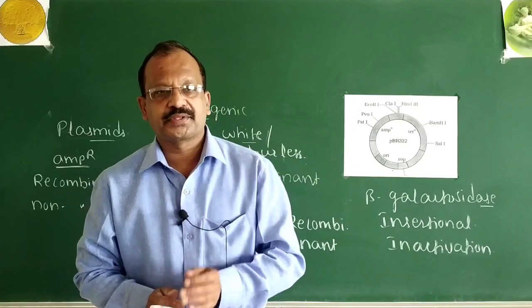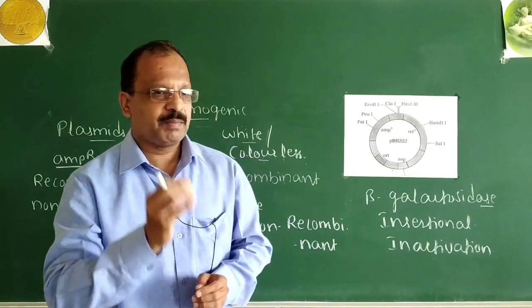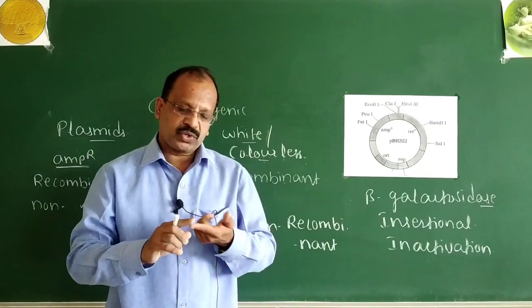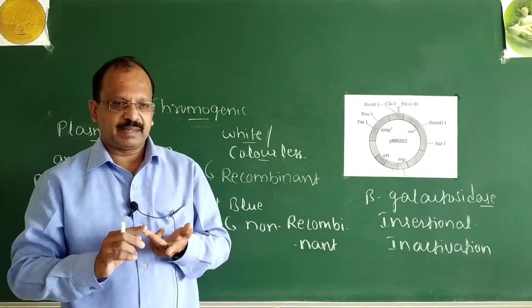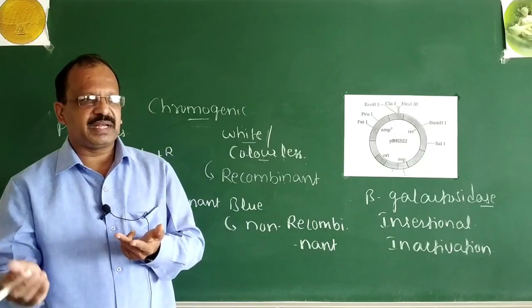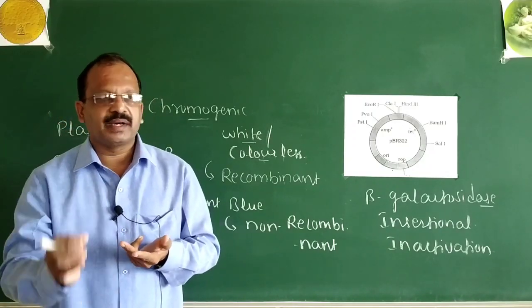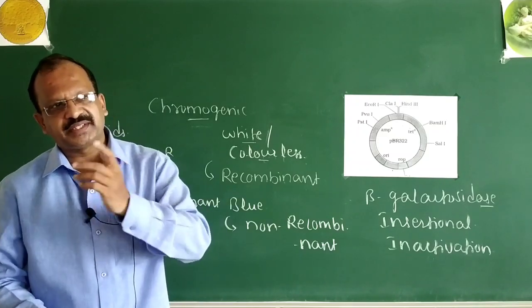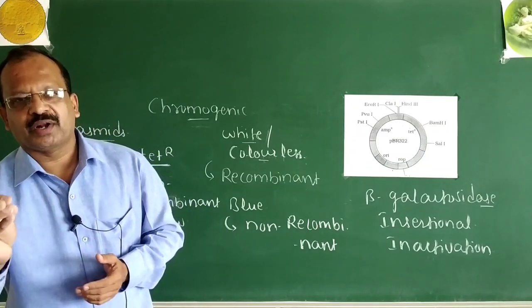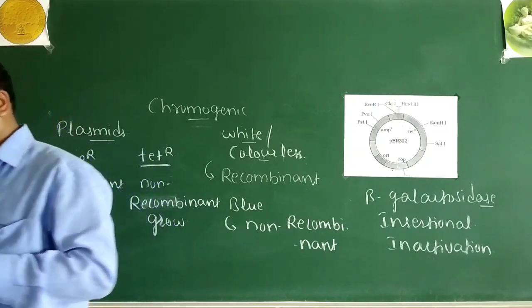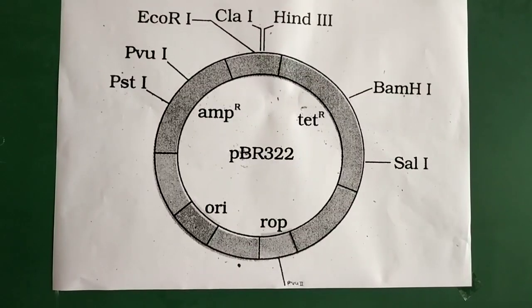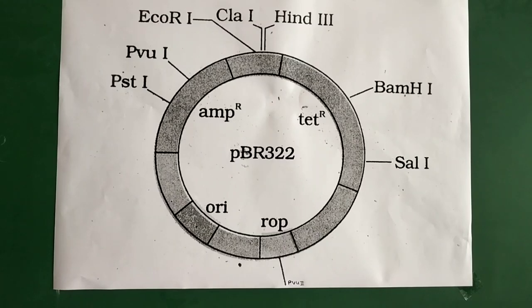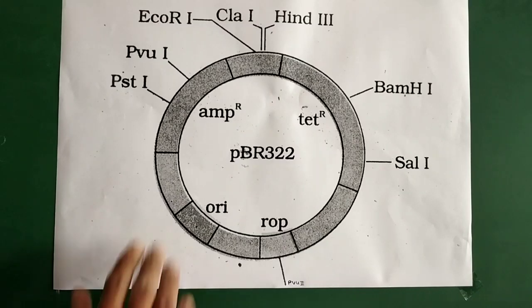So that ends plasmids. Please remember, plasmid should have origin of replication, selectable marker and cloning site. When many cloning sites are present, it will create problems for cloning. For NEET examination or for CET examination, you have to practice this figure.